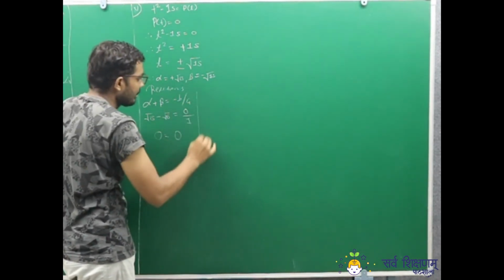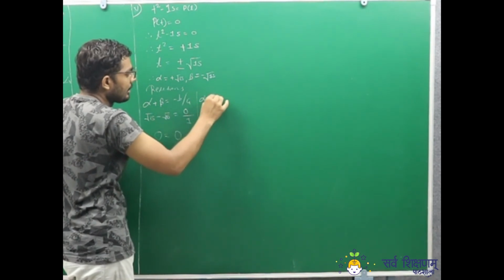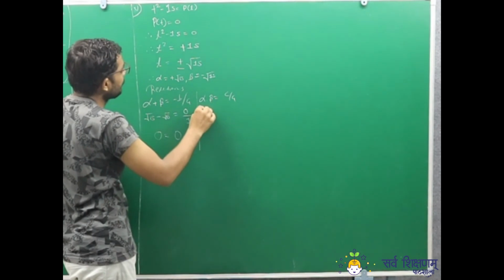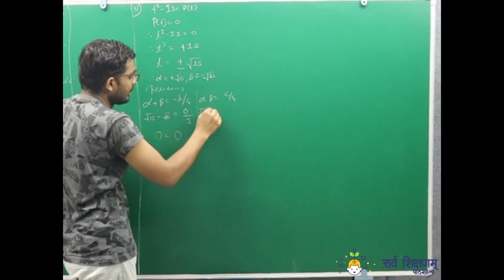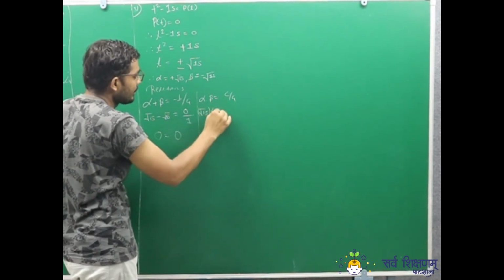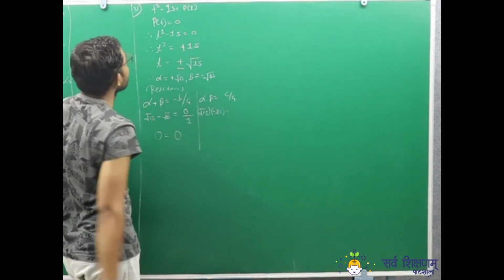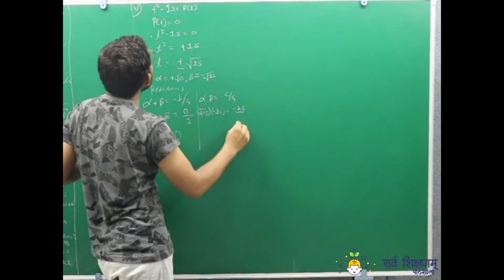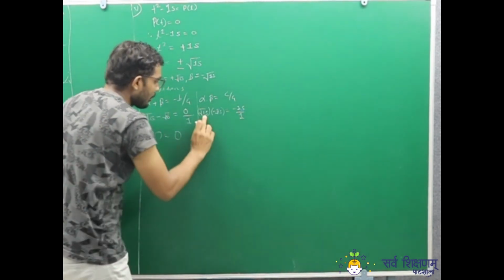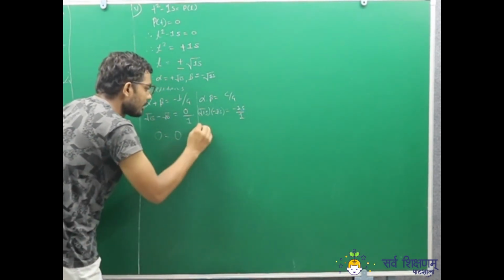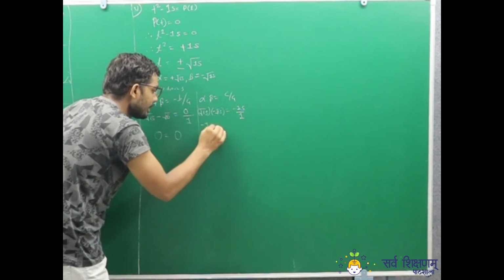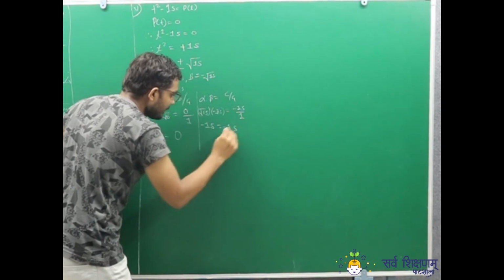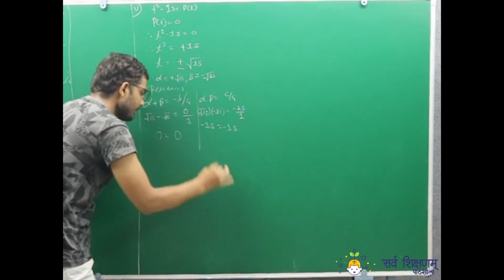The other relation, alpha into beta is equal to c by a. Alpha into beta, the value of alpha root 15, the value of beta minus root 15 is equal to c by a. The value of c minus 15 divided by a 1. Root 15 into minus root 15, it is equal to minus 15. Therefore, minus 15 divided by 1 is equal to minus 15. Therefore, minus 15 is equal to minus 15.